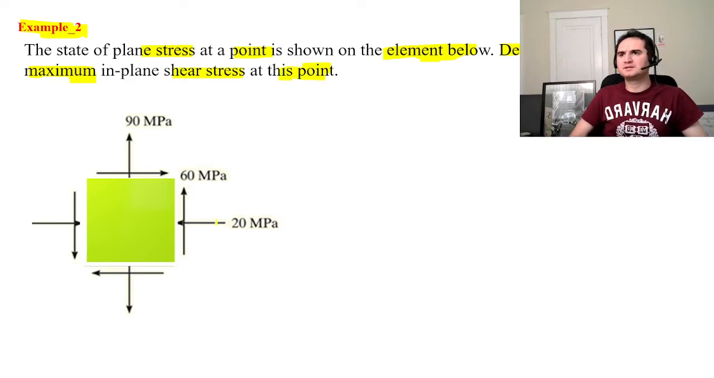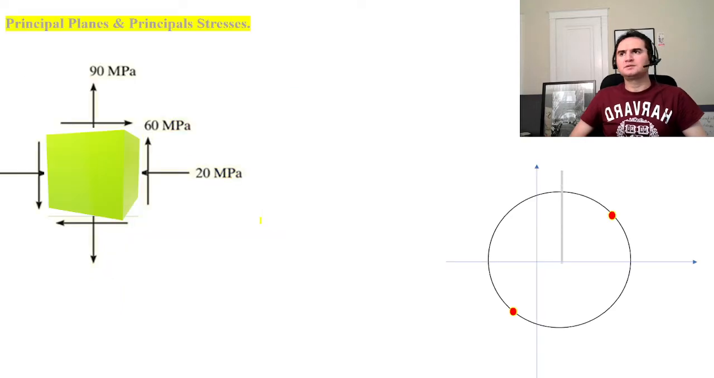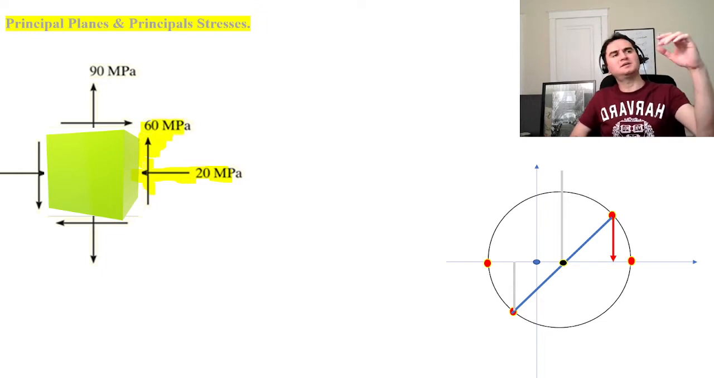The element is given by a 20 megapascal push at x and a 60 shear in x, and also a 90 pull normal stress and again a 60 shear stress. Let's develop the Mohr circle. For our element, it goes by negative 20 and 60 megapascal, which tends to rotate the x element counterclockwise.